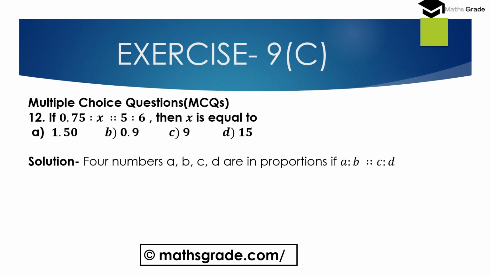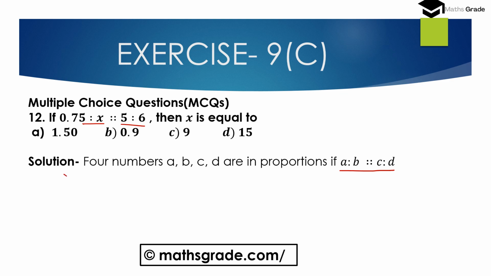Now we will solve question number 12. Multiple choice questions. If 0.75 is to x is proportional to 5 is to 6, then x is equal to, options are 1.50, 0.9, 9 and 15. We know if four numbers A, B, C, D are in proportion, then we can write A is to B is proportional to C is to D. That is AD equal to BC. Product of extremes is equal to product of means.